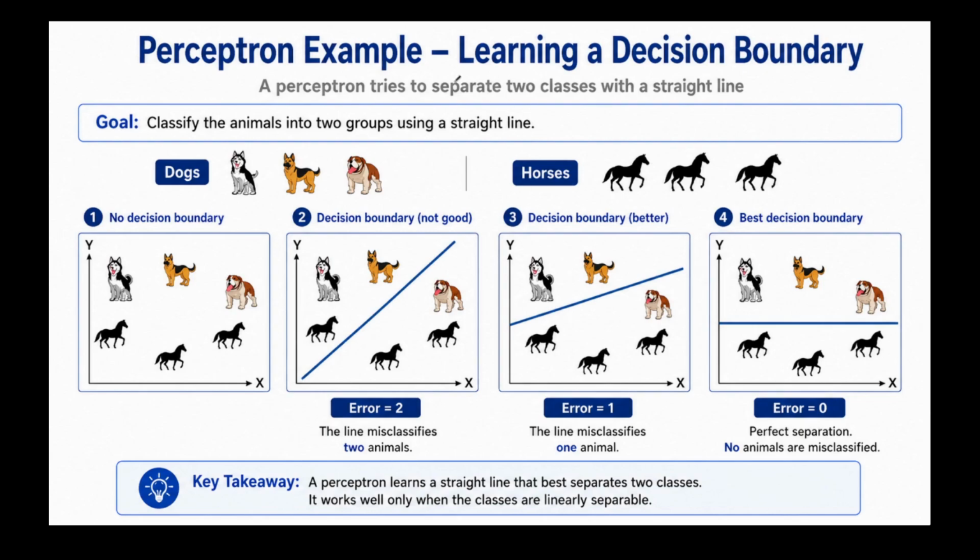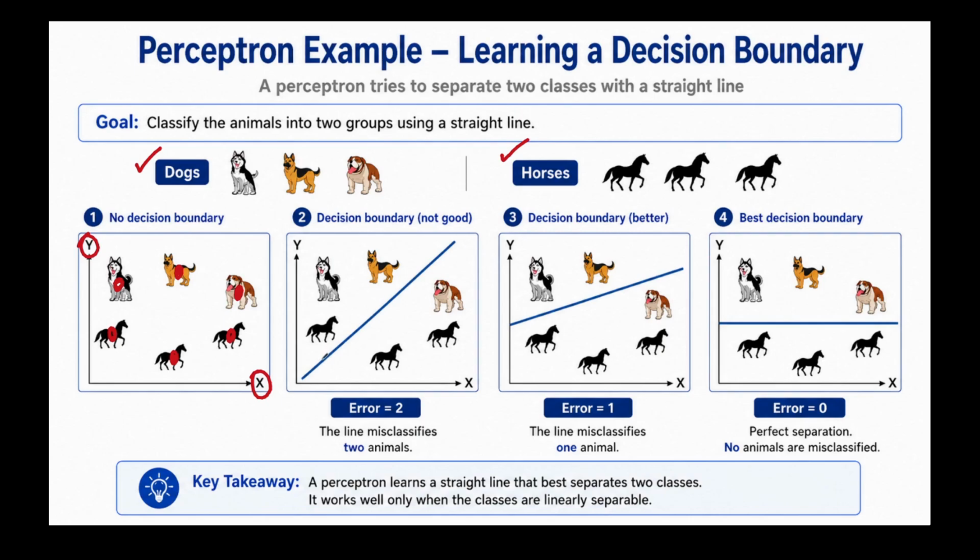Now let us understand the prediction with a very simple visual example. Here our goal is to classify animals into two groups, dogs and horses, as shown in this slide. Imagine we have some data points, each point represents an animal. The position of the point is based on two features x and y. For example, x could represent one feature, y could represent another feature. In real machine learning problems, features may be measurements, pixel values, word values, sound values, or other numerical data.